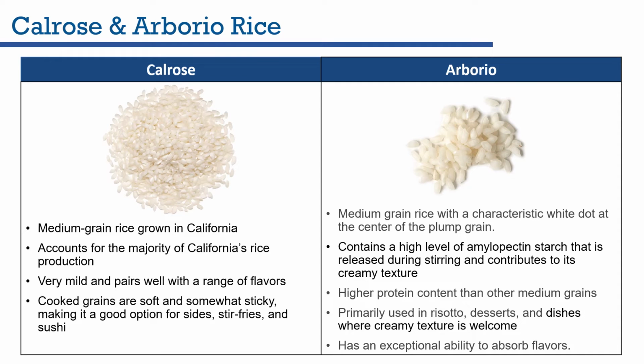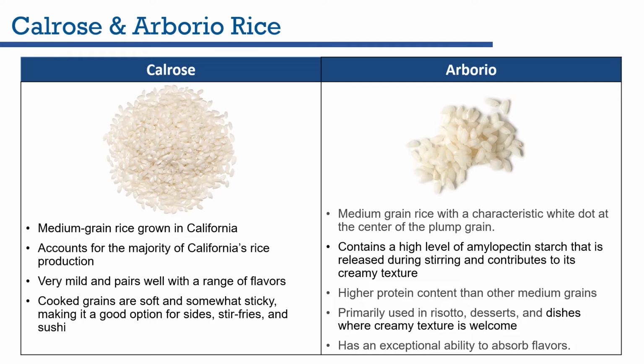And now for Arborio. Named for the area in Italy where it was first cultivated, U.S. Arborio is a medium grain rice with a characteristic white dot at the center of the grain. Its grains are quite plump, which is why you'll sometimes see it referred to as short grain rice. It contains a higher percentage of the amylopectin starch, which contributes to its creamy texture, and has a higher protein content than other medium grain varieties.